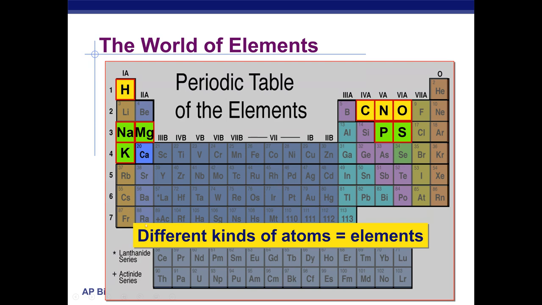2A has 2 electrons in their valence shell. You skip all the transitional metals here in the middle because they don't follow any rules. Go to 3 electrons in their valence shell, 4 electrons in your valence shell.